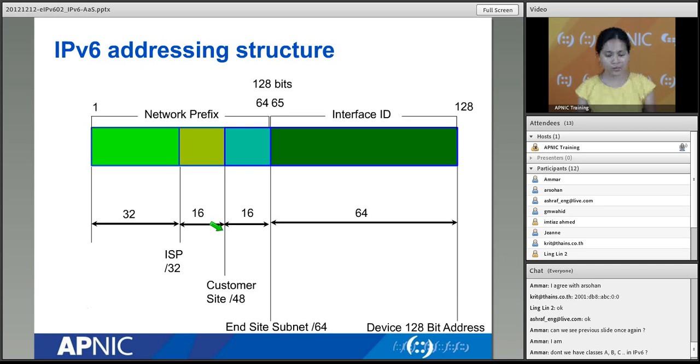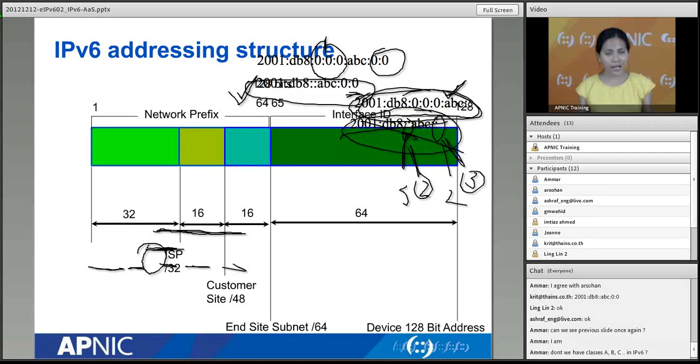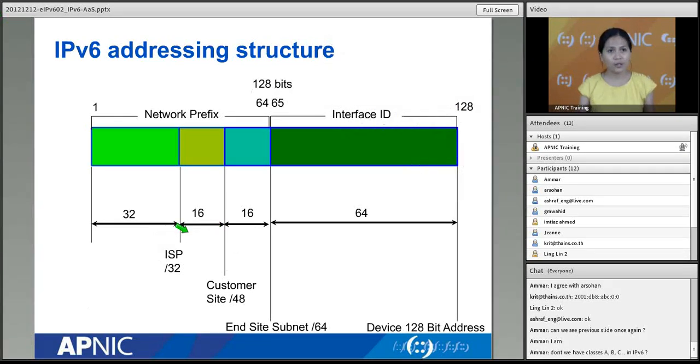Okay? So this amount here, this difference here, gives you the leeway to assign /48 blocks to 2 raised to 16 customers. Okay? So let me just write that. So that is 2 raised to 16. Okay?